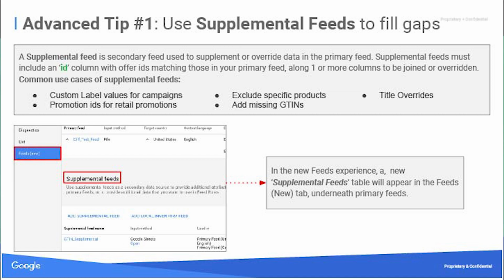So it works via a left join. Any supplemental feed will simply have a list of IDs that match your main products feed, and then you can choose to add any additional column. You could either overwrite columns that already exist, or you can use it to supplement data that you weren't able to provide in your primary feed. So a couple key points on this.